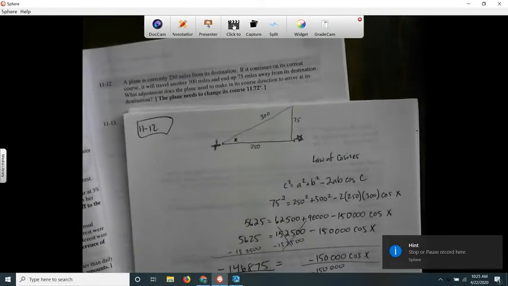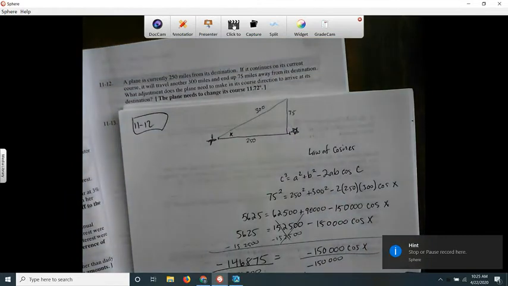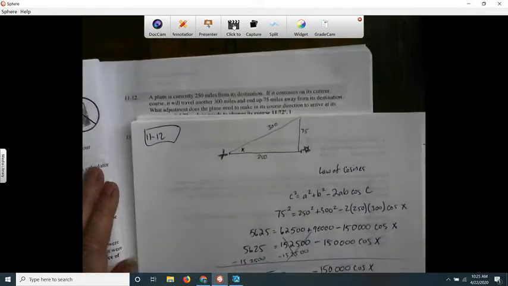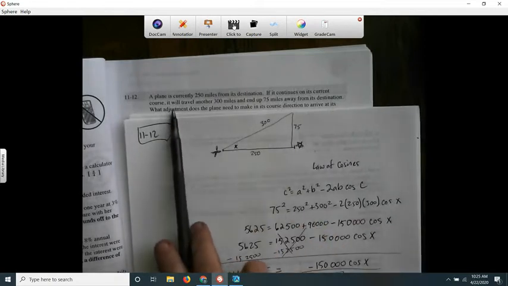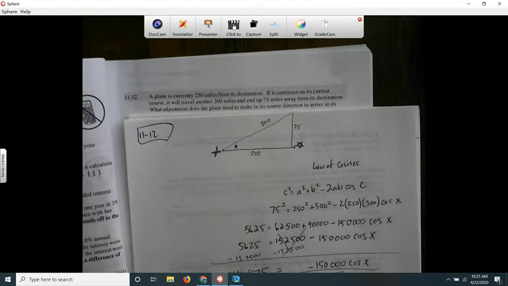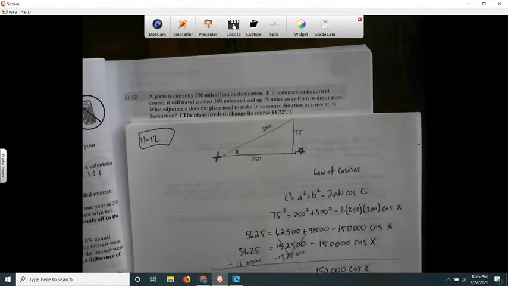Here's Integrated 3, problem 11-12. It says a plane is currently 250 miles from its destination. If it continues on its current course, it will travel another 300 miles and end up 75 miles away from its destination. What adjustment does the plane need to make in its course direction to arrive at its destination?